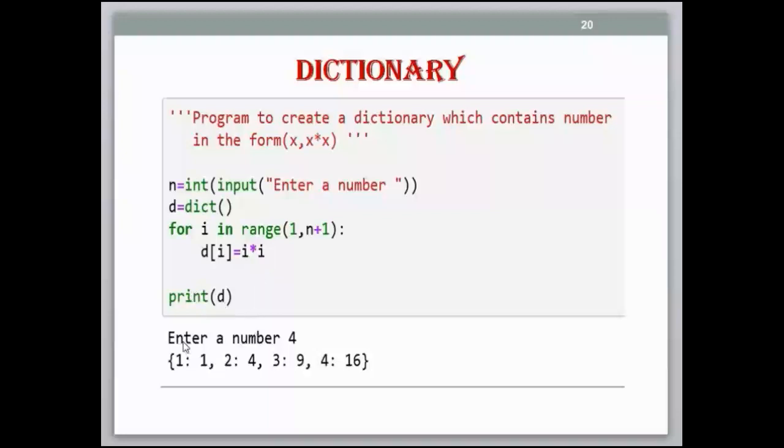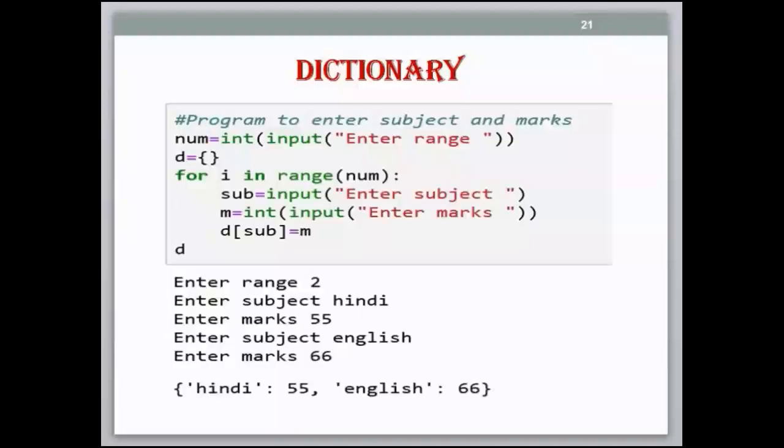So if I enter number 4, so it will create a dictionary of 4 elements starting from 1 and it will print like the number and its square. So the number, square. Likewise. Now program to enter subject and marks. Now how to do that? We can take a variable to enter range. Like how many numbers we want to enter. And I have created an empty dictionary.